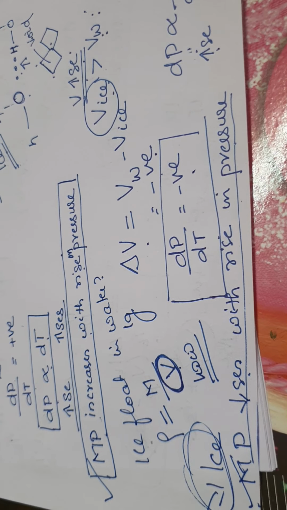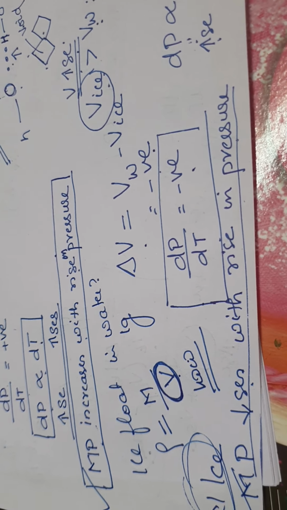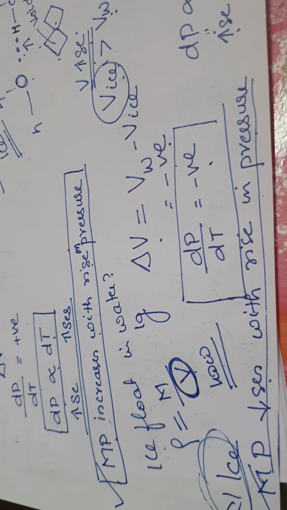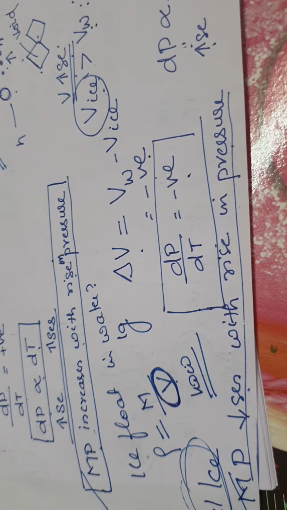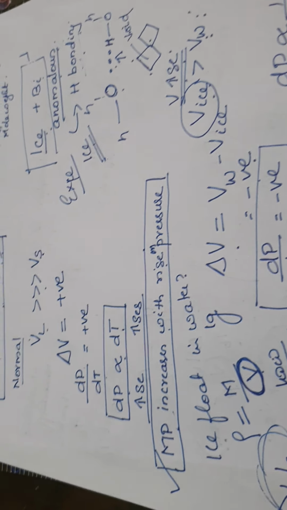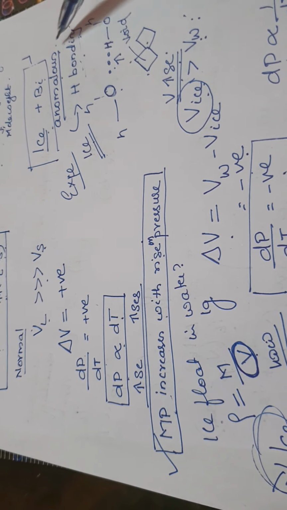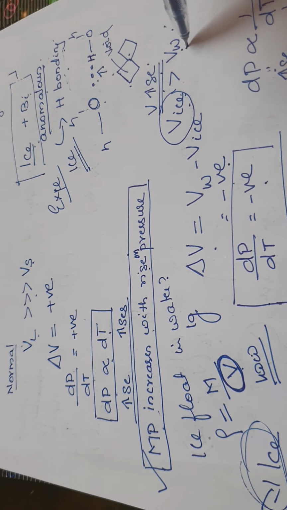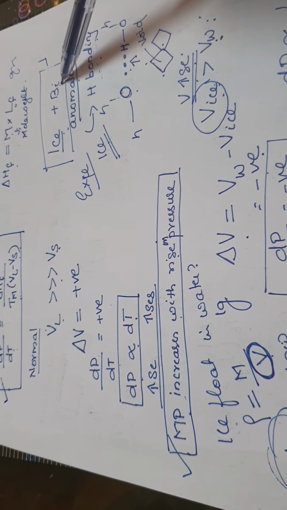So in the case of ice, if pressure is increased, ice will melt at lower temperature. If pressure is decreased, it needs more energy to break. So that is the reason why, because of the hydrogen bonding, volume of ice is greater than volume of water. The same thing applies in the case of bismuth also.